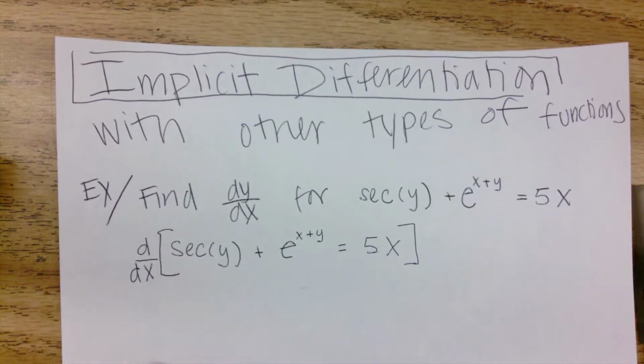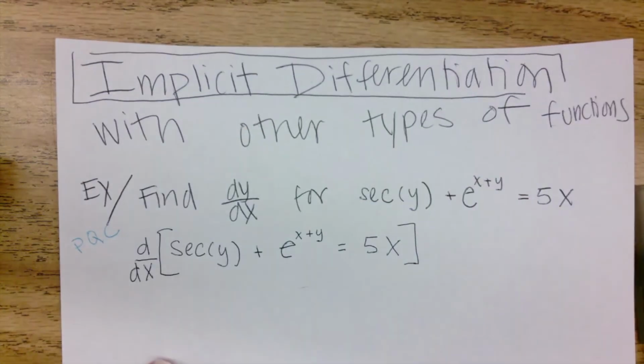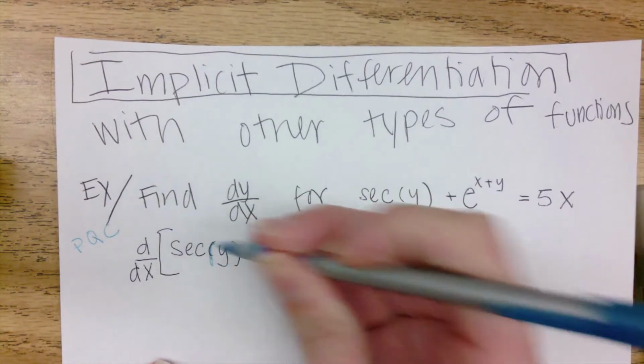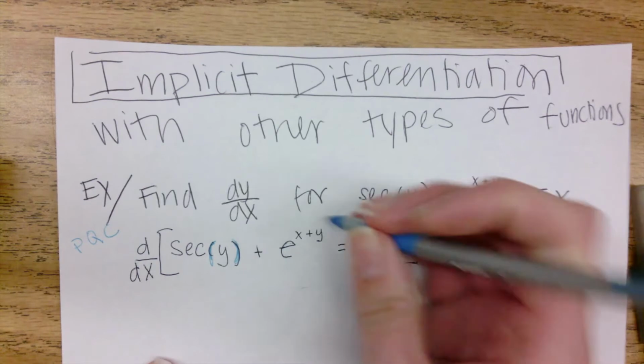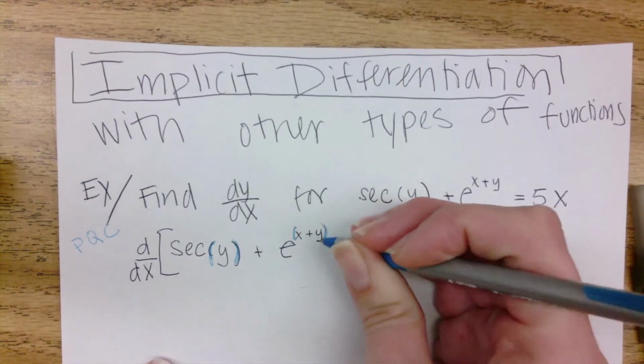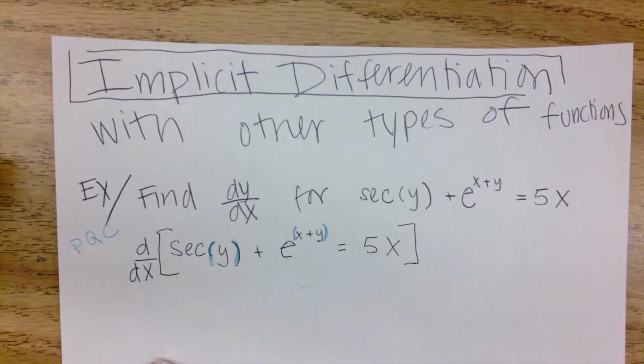The next thing you need to consider is PQC, which stands for product, quotient, chain. I see some chain rules. This is the secant of y, that's a chain. And this is e to the x plus y, the power of x plus y. That's going to be a chain rule right there. Now we're going to take a derivative of each term.